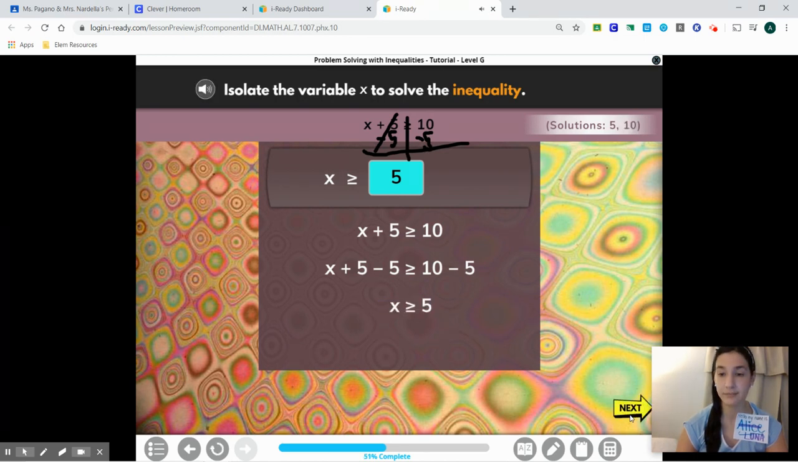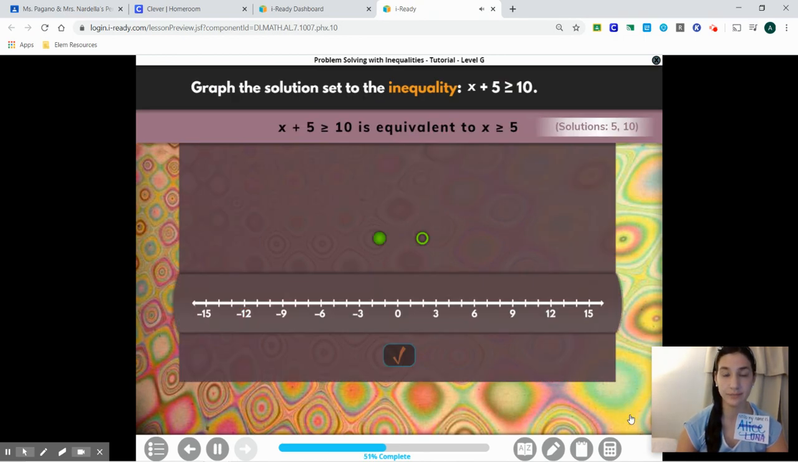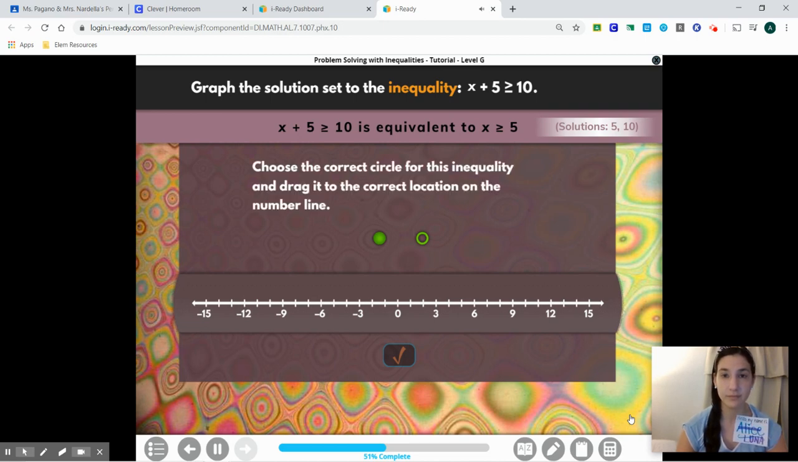Perfect. Next question. It's now time to graph the solution set to the inequality. Choose the correct circle for this inequality and drag it to the correct location on the number line. We see right here we have a greater than or equal to symbol, so we know it's a closed circle, and we're going to the number 5, so right here before the 6. Let's submit. That's a good start. If you look at the inequality where x is isolated, it tells us that x can be equal to 5. So we will place a closed circle.